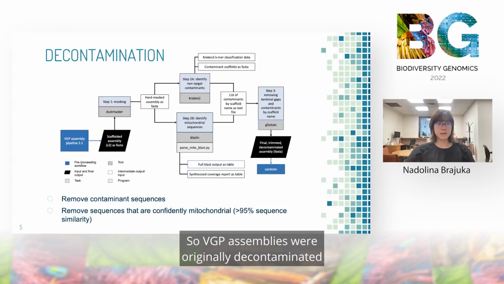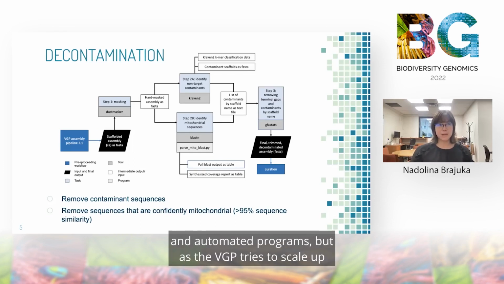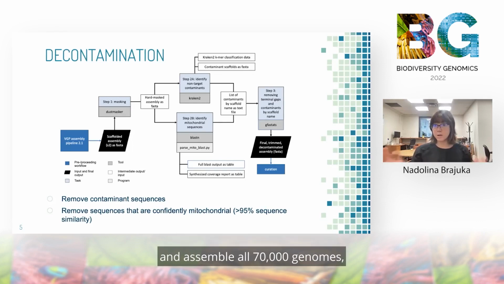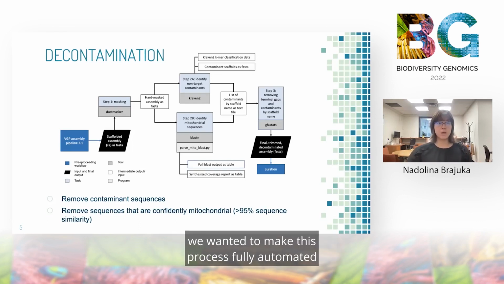So VGP assemblies were originally decontaminated using this process that had a mixture of manual and automated programs. But as the VGP tries to scale up and assemble all 70,000 genomes, we wanted to make this process fully automated. And so we started working on this pipeline.